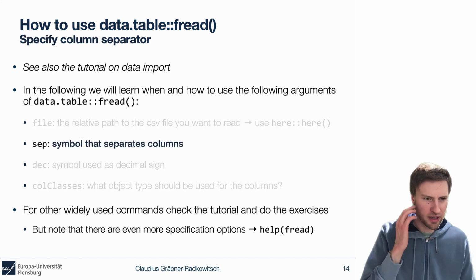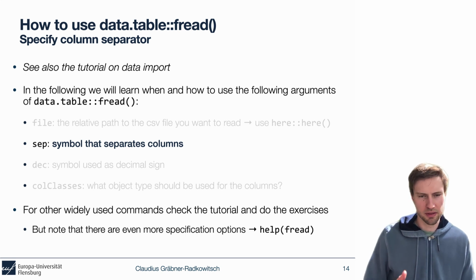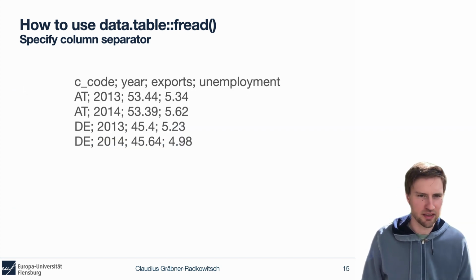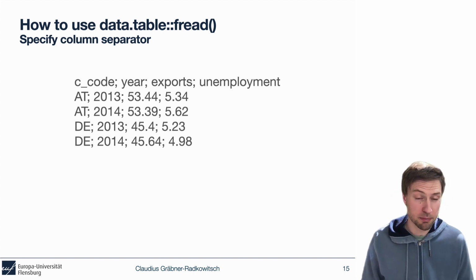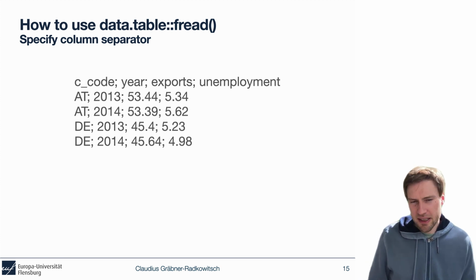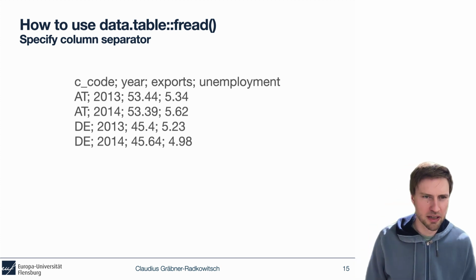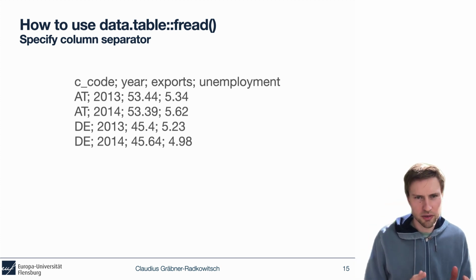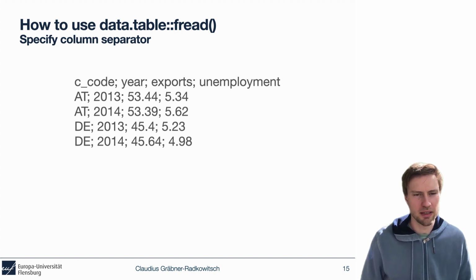And here we want to start with this optional argument sep that allows you to specify the symbol that separates the columns. So here's an example for a data set that's at least partly typical for my home country, Germany, because it deviates from what you would have expected from a CSV file. As I said, CSV, comma separated values. That's the file format. If you look at the 4 columns here, C code, year, exports, unemployment, you will see that they are not separated by a comma, but by a semicolon.